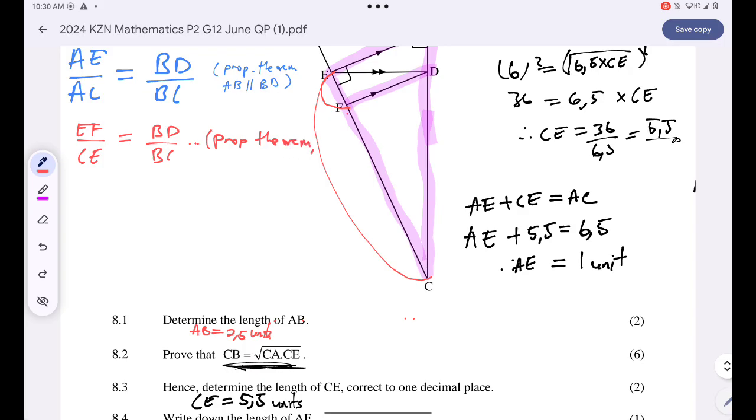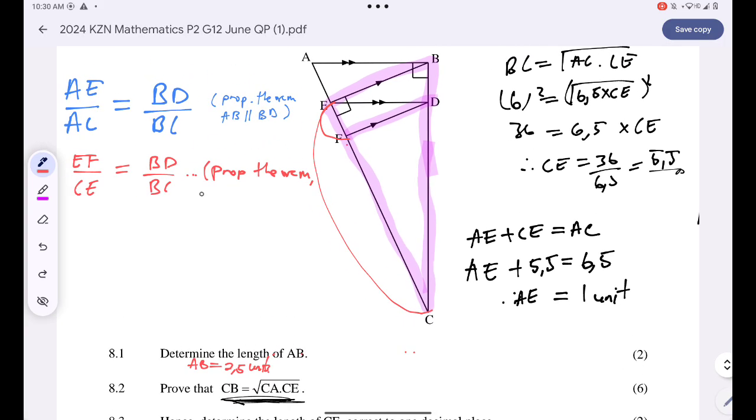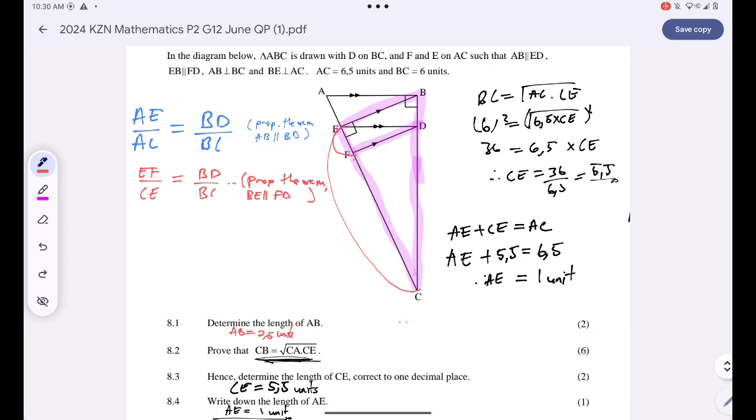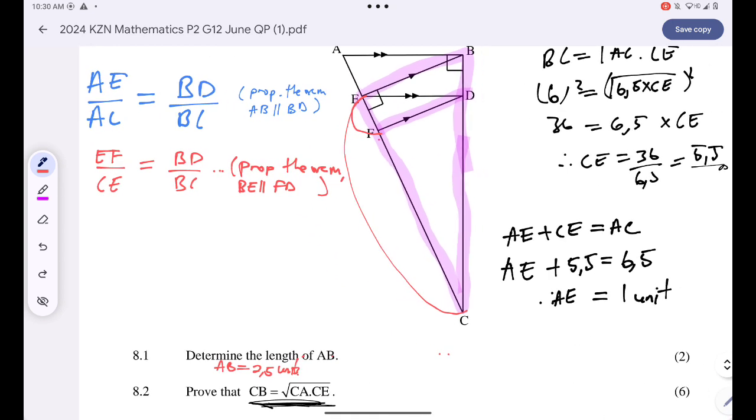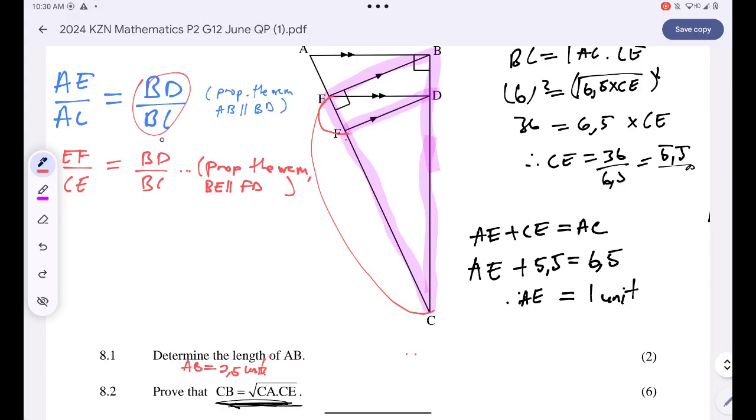And the proportionality theorem is true because BE is parallel to FD. Are you together? So now, guys, I have two ratios which are both equal to BD over BC. I have AE over AC equal to BD over BC. I also have EF over EC being equal to BD over BC.